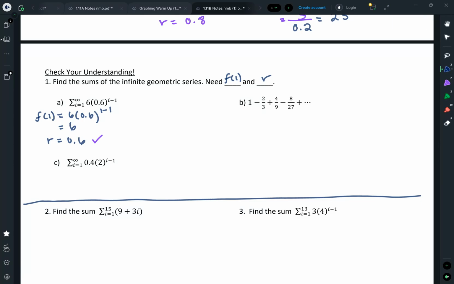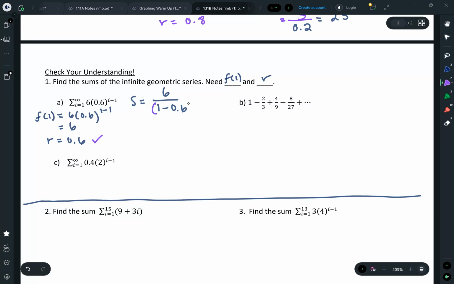So this is a good spot. Go ahead and pause, and you could try these on your own, and then you could go back and unpause it. So sum is going to equal, and I could just write s equals, it looks kind of awkward to have that giant equal sign over there. So let's write s equals 6 over 1 minus 0.6. Again, if you're dividing this out on a calculator, you're going to have parentheses around the 1 minus 0.6, and it should equal 15.